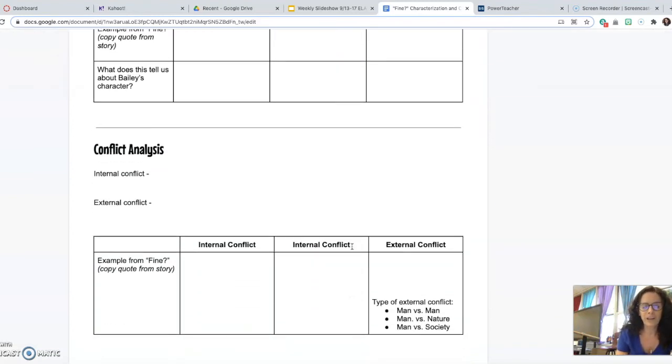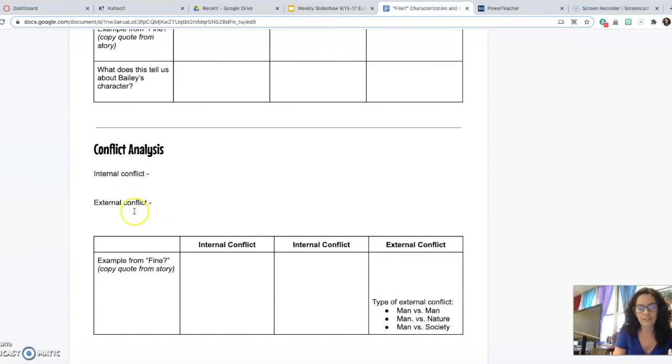The bottom part is thinking a little bit more about conflict. We talked a lot about conflict a couple weeks ago when we read The Ravine, and we analyzed all of the conflicts that Vinny was dealing with. We talked about how there's internal conflict when a character is struggling with something in their mind. So it could be a tough decision, it could be a fear, it could be having to make a choice or not understanding something, but it's all inside their head. That's why it's called internal.